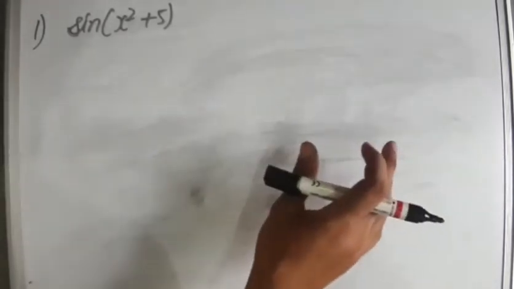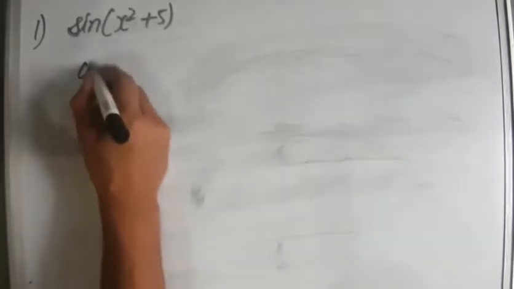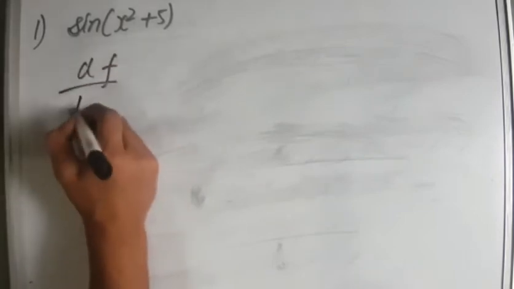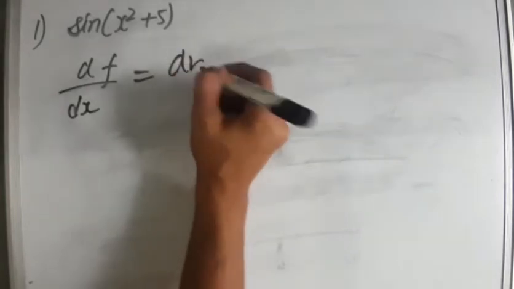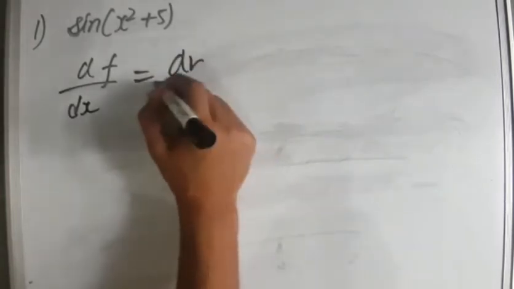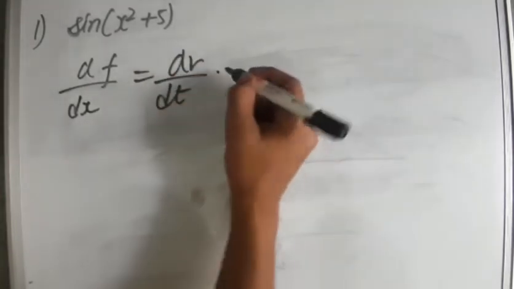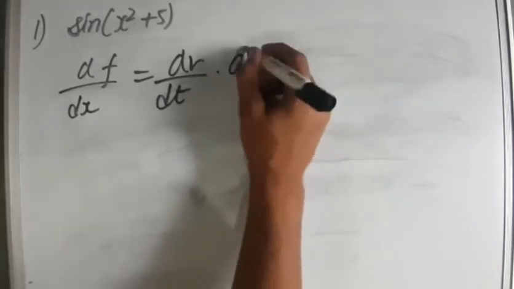Let me write down what I have said. df by dx equals dv by dt into dt by dx.